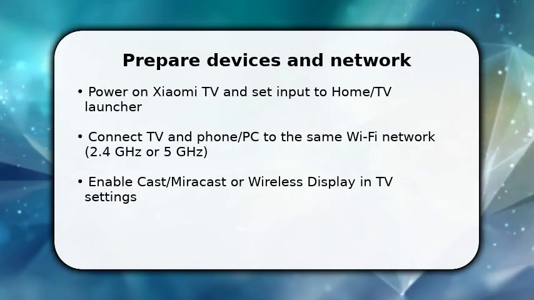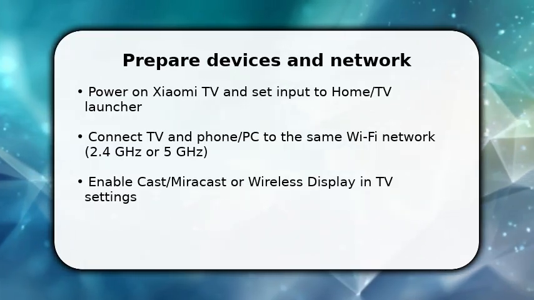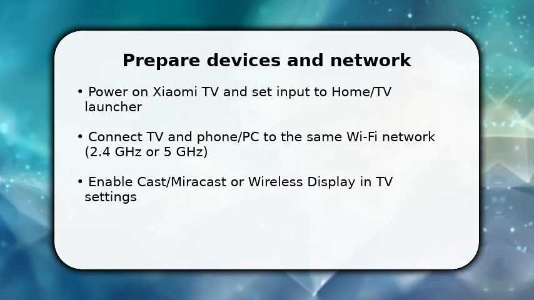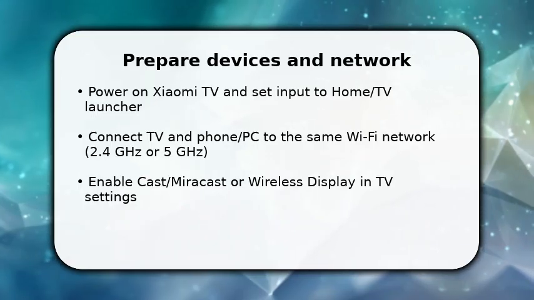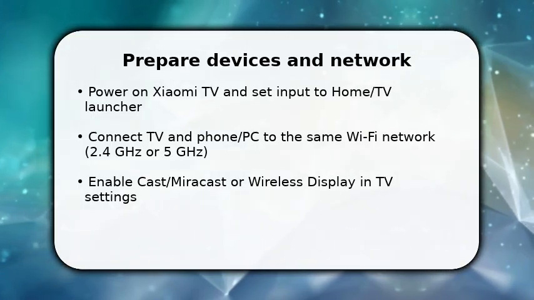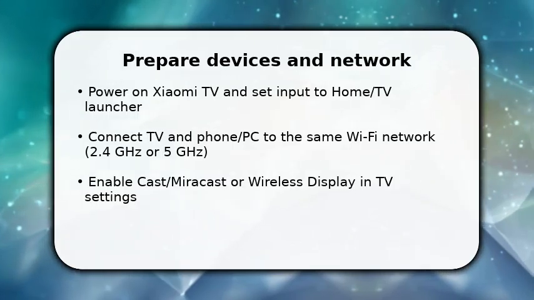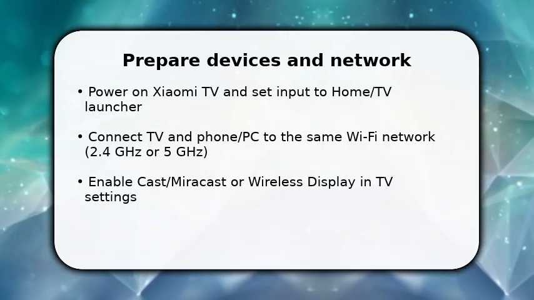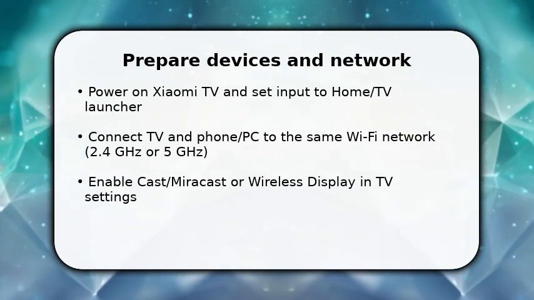You start by powering on the Xiaomi TV and confirming it's on the home screen. This ensures settings are accessible. Next, make sure your phone or PC and the TV use the same Wi-Fi band because cast discovery requires a shared network. Once done, open the TV settings and enable cast, wireless display, or Miracast so the TV becomes discoverable. This first step removes connectivity barriers early and prepares both devices to find each other immediately.